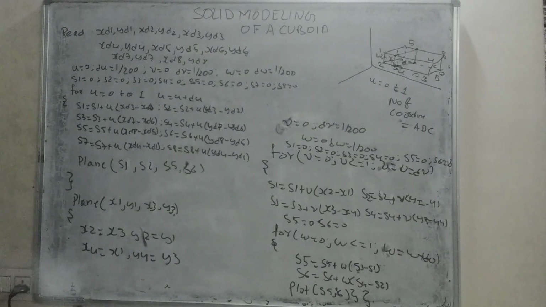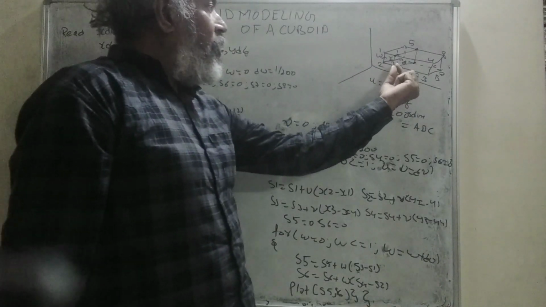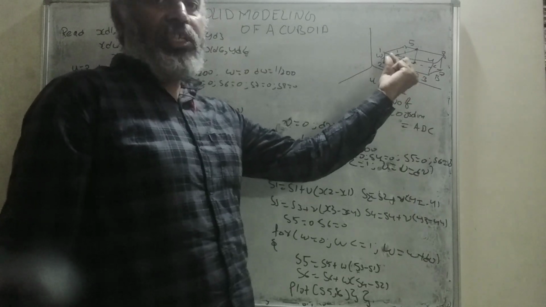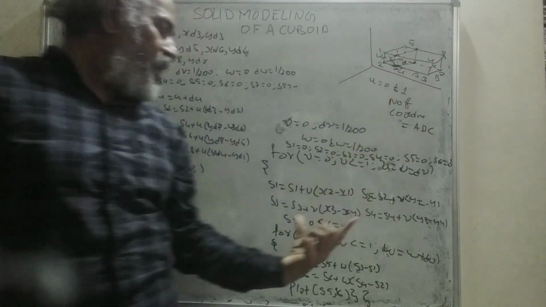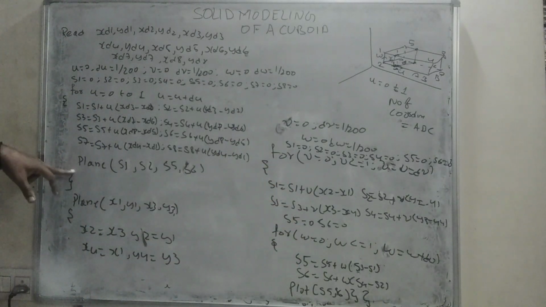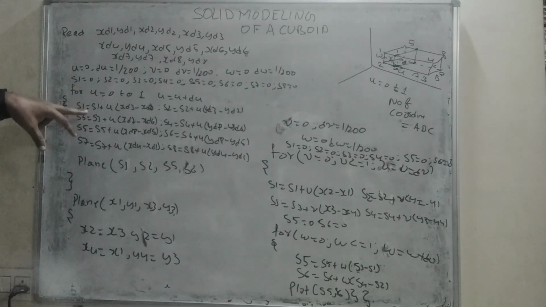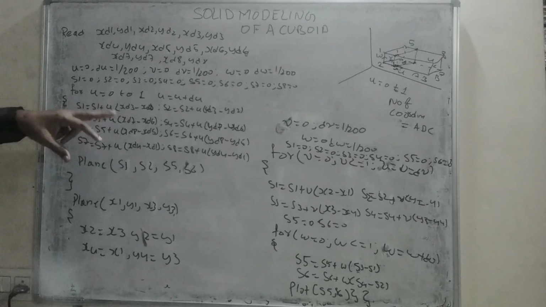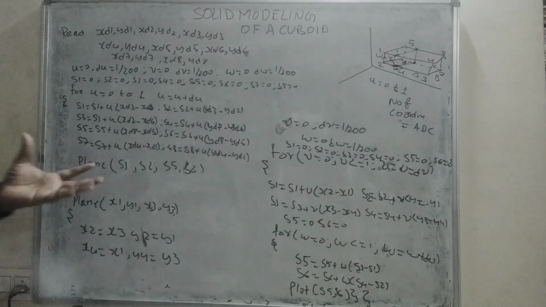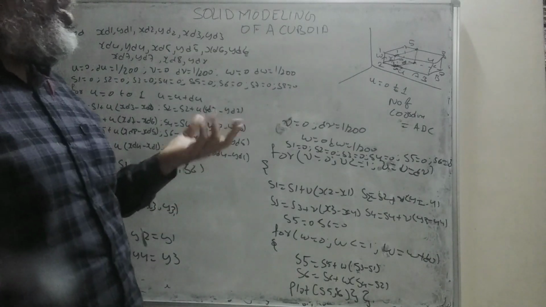So when you are plotting this, in each plane you are generating various lines, and in each line you are incrementing various points. So these points are displayed, and after this it again goes back into the plane. Then, plotting this, again u will be incremented. After incrementing u, a new value of S1, S2, S3, S4, S5, S6 will be computed. Again, the plane will be generated. Like that, this is solid modeling of a cuboid.